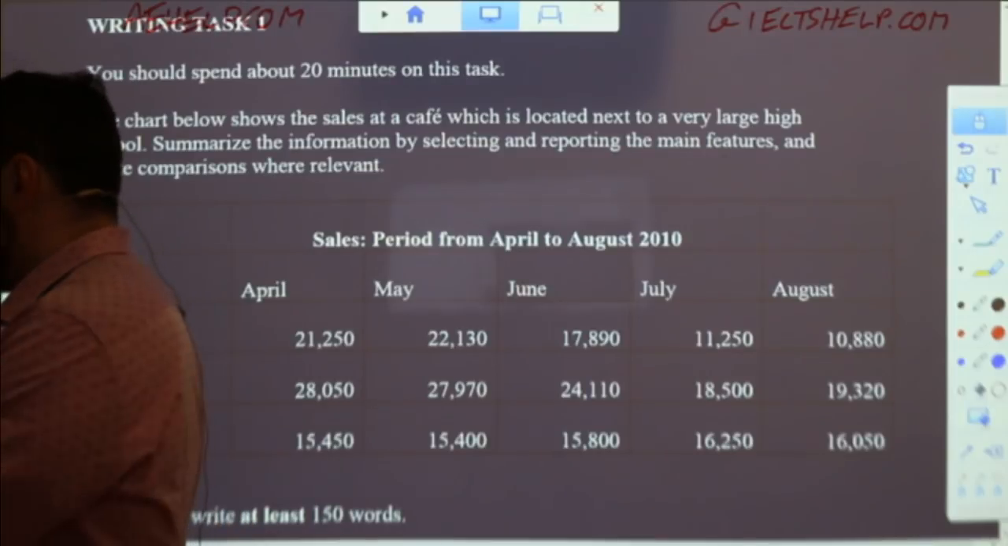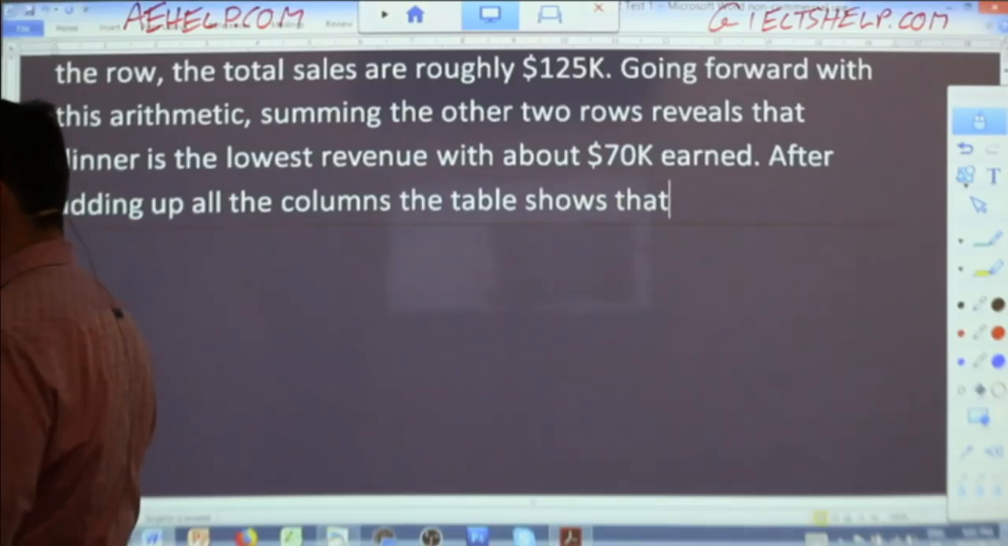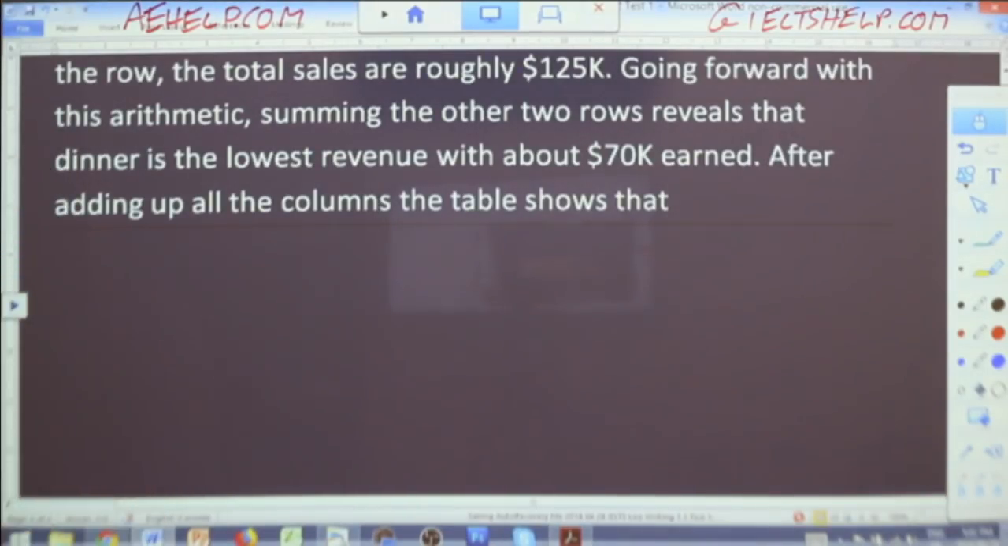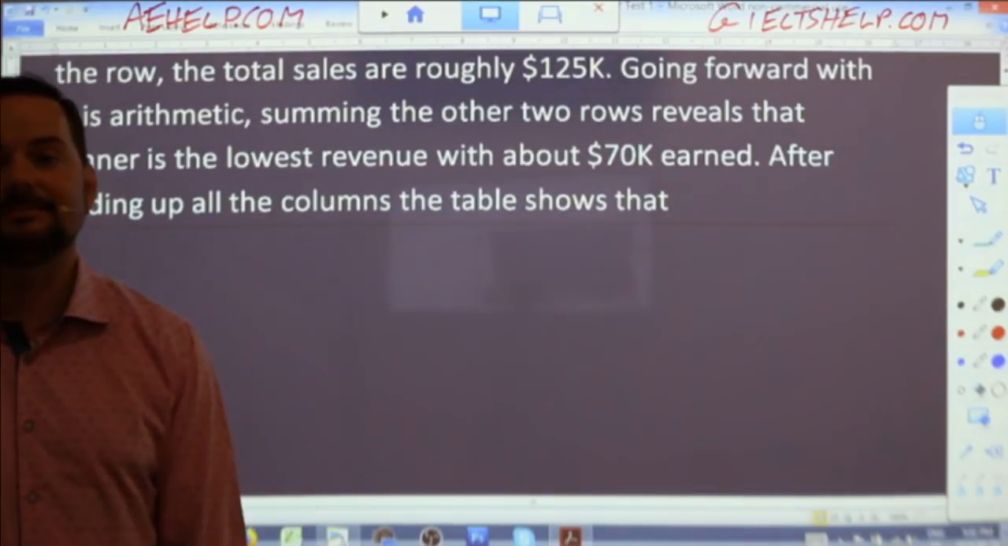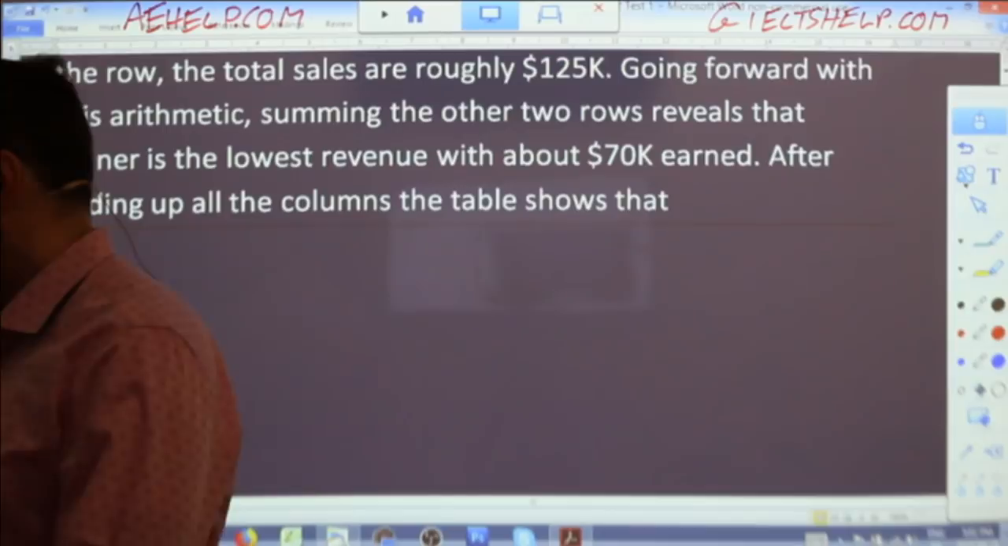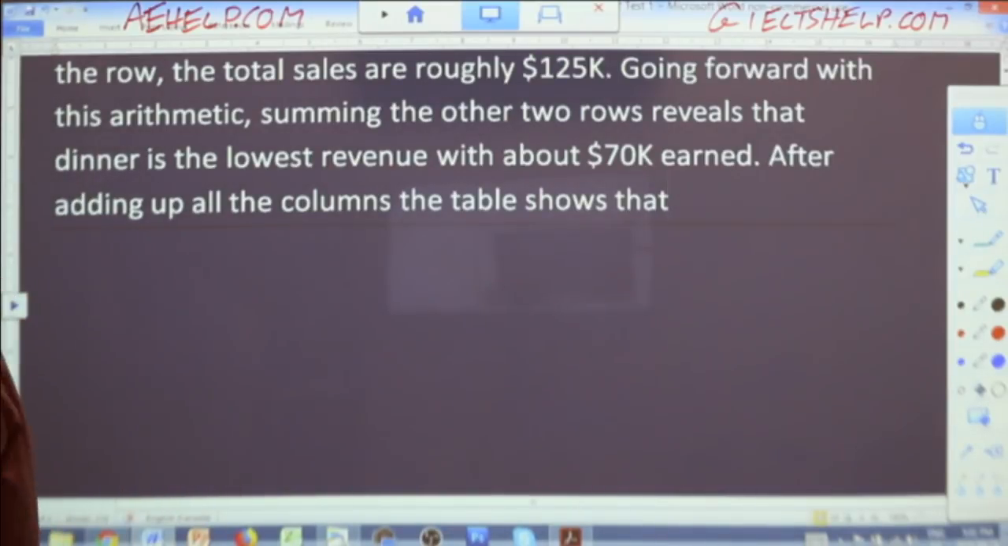So now that that's clear, again, let me ask you the question. How can I continue this sentence? After adding up all the columns, the tables show that. Please continue this sentence for me. The highest sales at the cafe are in April and May, and the lowest sales are in July and August.